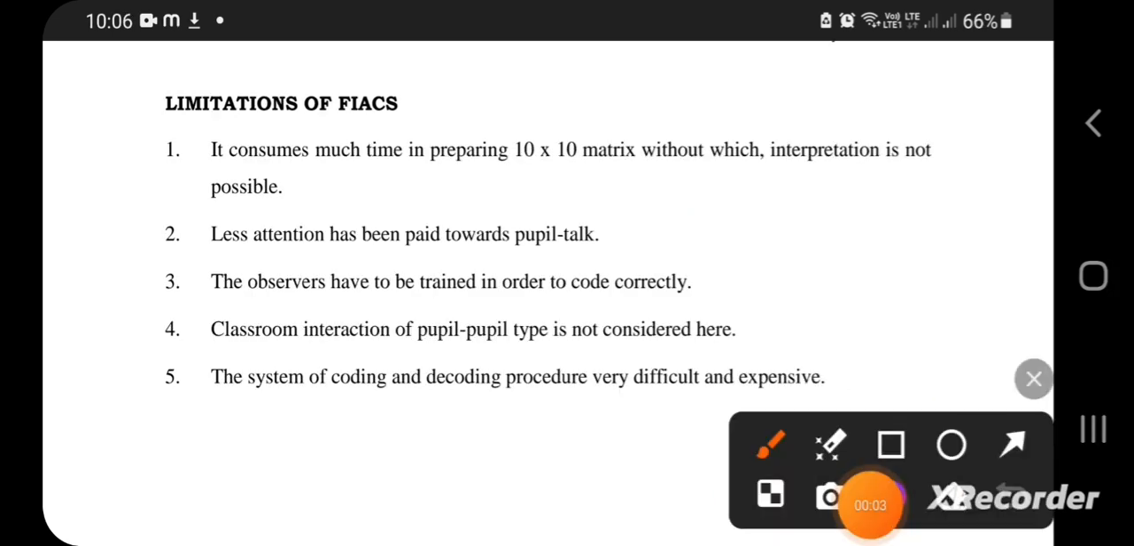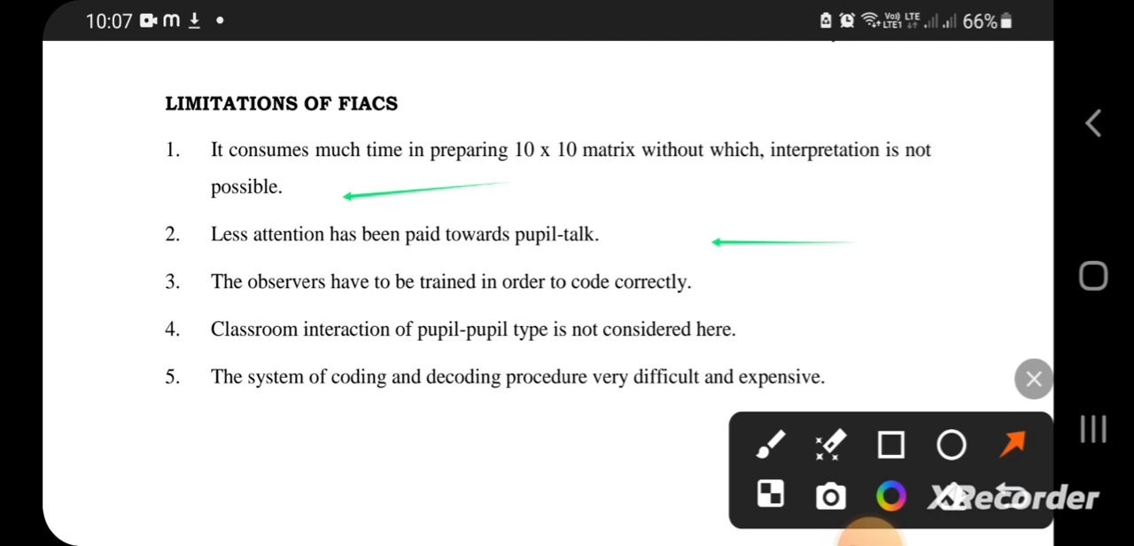Limitations of Flanders interaction analysis. It consumes much time in preparing the 10 into 10 matrix, without which interpretation is not possible. Preparing a 10 into 10 matrix for Flanders interaction analysis can be time consuming. This matrix is crucial for interpreting classroom interaction, which can be a lengthy process, potentially detracting from other aspects of research or teaching. Less attention has been paid towards pupil talk.